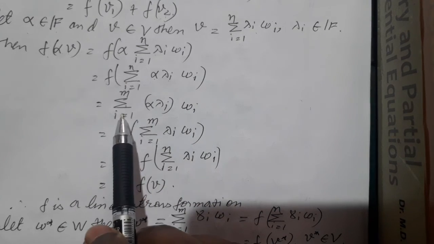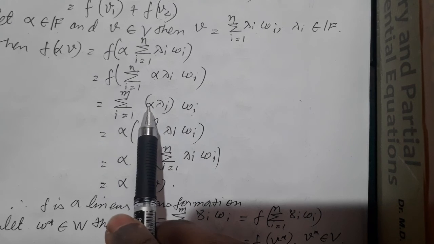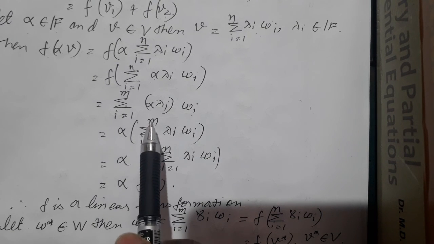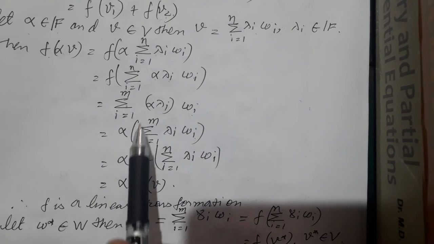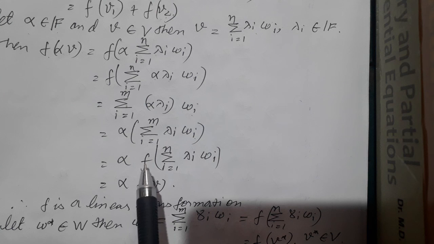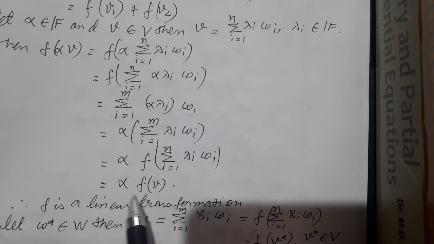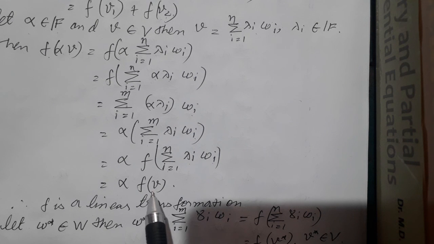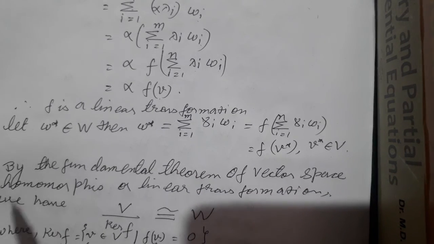So this can be written as summation i equal to 1 to m alpha lambda i wi. Alpha is a scalar, it will come out of the summation. So we get summation i equal to 1 to m lambda i wi. So if I reverse the definition here again, I'll get f of summation i equal to 1 to n lambda i wi, which is f of alpha fv. So this is nothing but v, so we get f of v. So we have shown that f is a linear transformation.